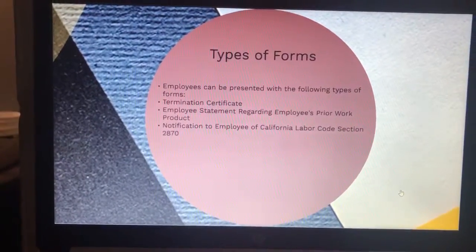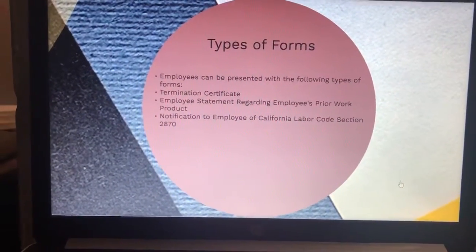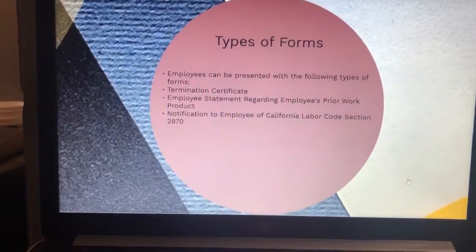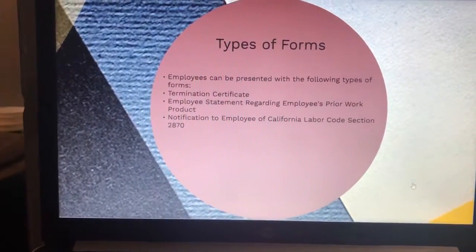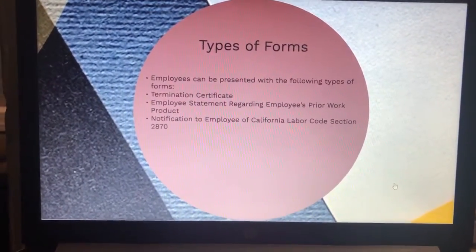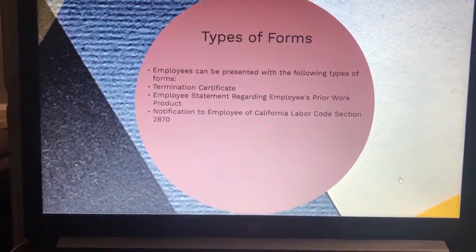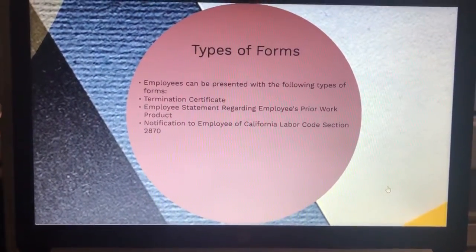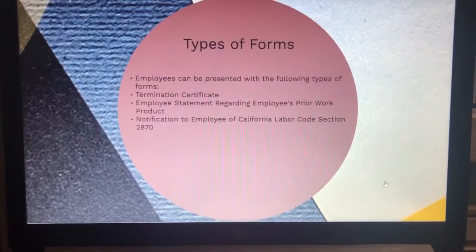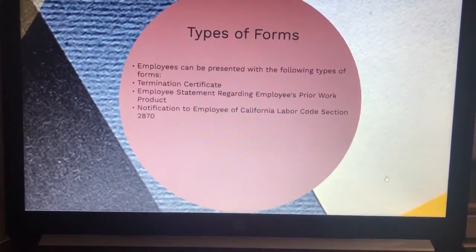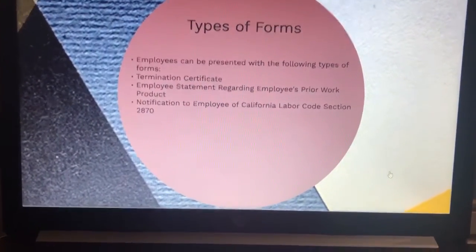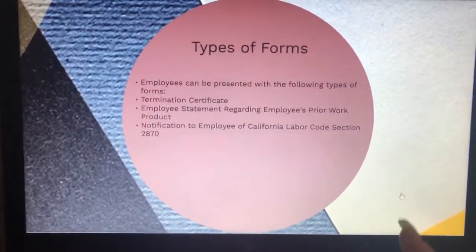Next, let's move on to the types of forms. So there are a couple forms that can be presented with the following types of descriptions to the employees. First one can be a termination certificate. There can also be an employee statement regarding employee's prior work product, and also a notification to employee of California Labor Code Section 2870.